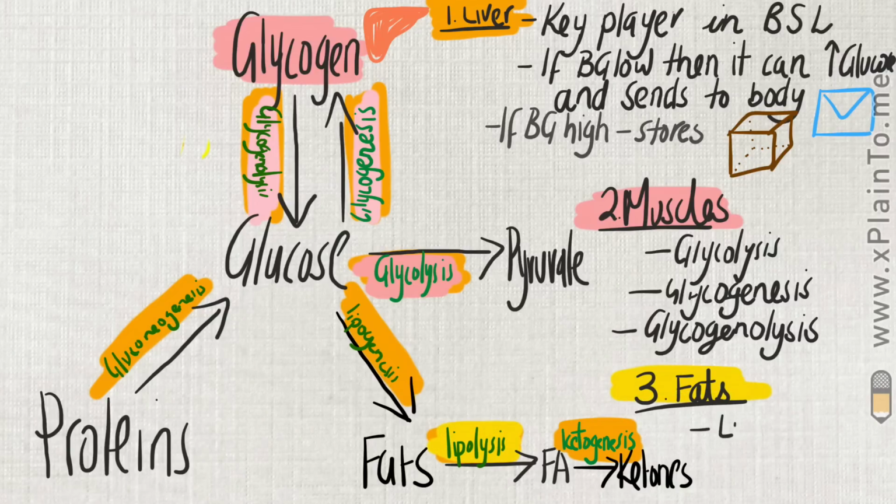They predominantly carry out lipolysis. However, they send the free fatty acids to the liver so that the liver can do the remaining step of ketogenesis. And that is the summary of glucose and ketones in the body.